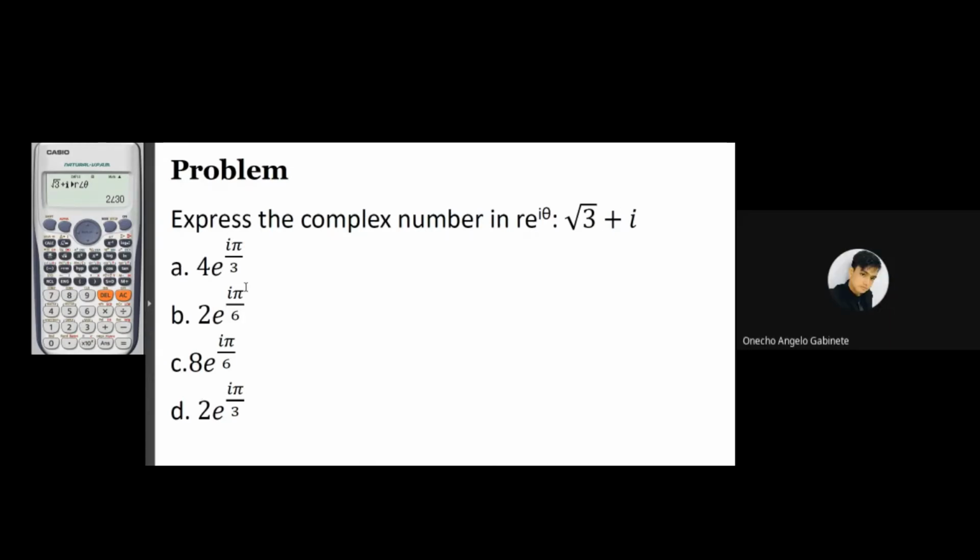Oh, very good. So, anong gagawin natin? Magkakaroon tayo ng conversion from degrees to radian. So, kung yung calcu mo merong D sa taas, ikaw po ay naka-degrees. So, gagawin mo pong radian. Okay, so clear ko. Punta ka po sa shift, setup, radian. So, naka-radian mode ka na.